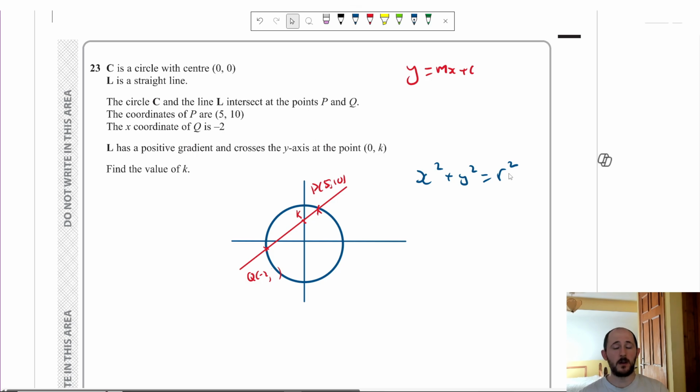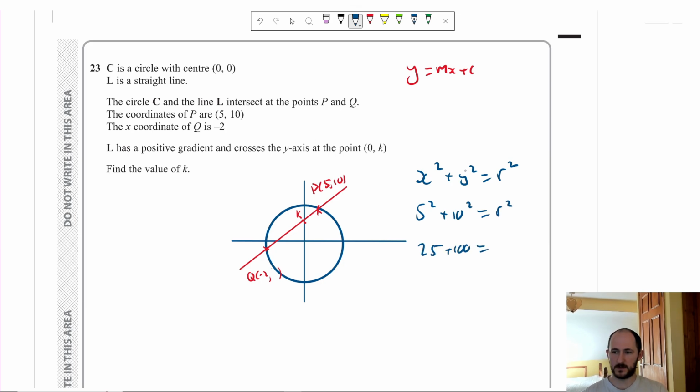Well, the first thing is we don't know what the radius is, so we need to work that out. There are two ways to work it out. We could use the fact that we have a coordinate and just find the length of the line from the origin to there, or we could just sub in a coordinate. So when x is 5, y equals 10. So we have 5 squared plus 10 squared equals r squared. So that's 25 plus 100 equals r squared. So r squared is just equal to 125. There we go. Now we have the radius, right?